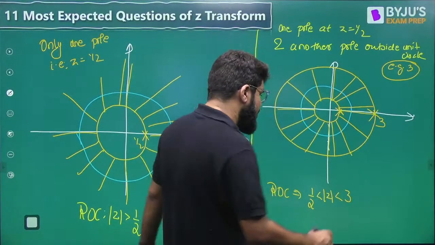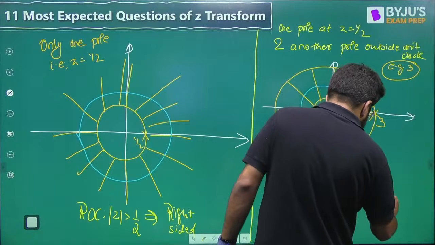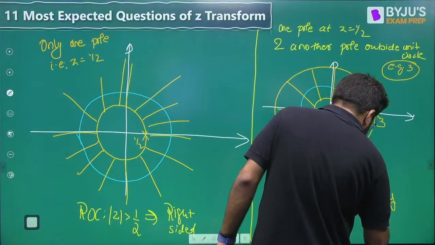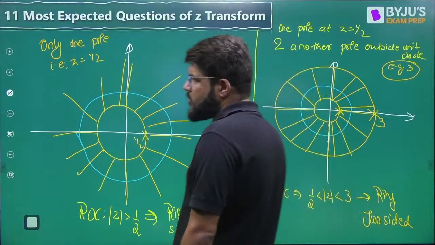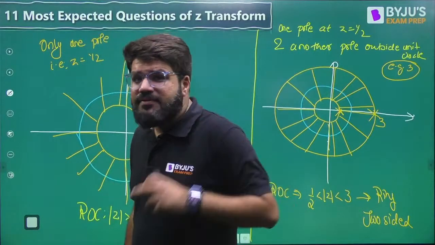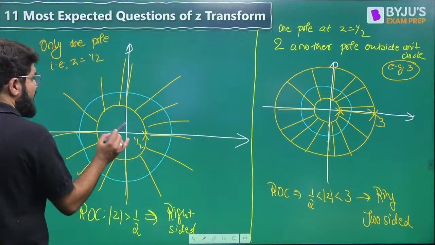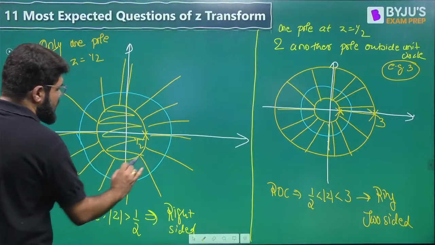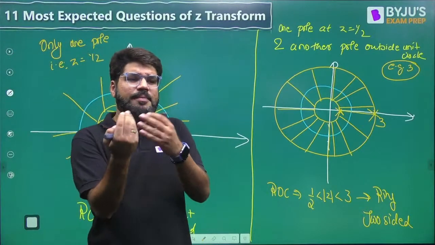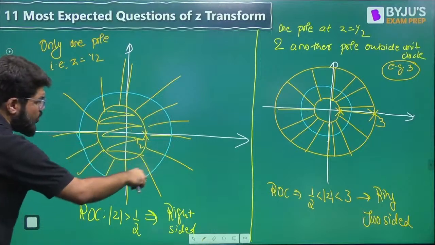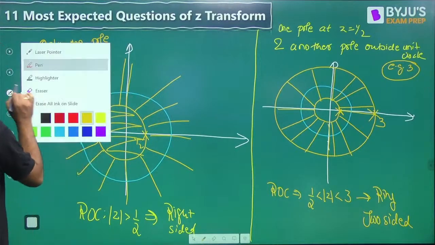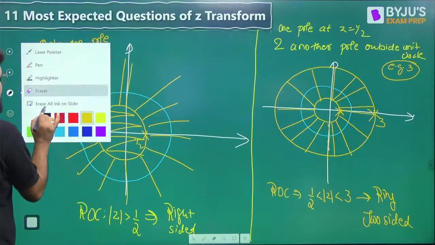Now the ROC 1 by 2 less than mod z less than 3 means it is a ring, and a ring ROC is for a two-sided signal. But it cannot be left-sided. What does left-sided mean? Left-sided means interior ROC, mod z less than half. If you take mod z less than half, then the unit circle will not come, and the unit circle has to come.